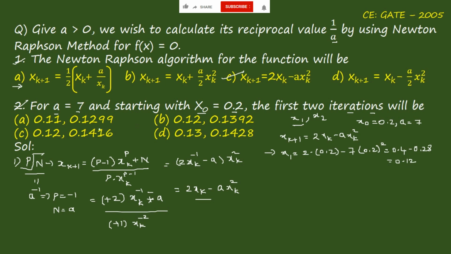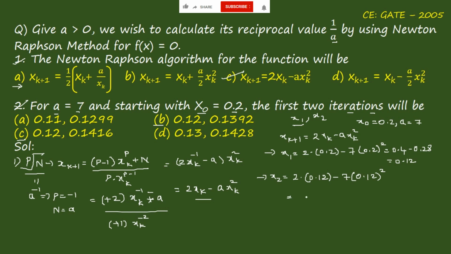So option C or B will be satisfied, right? So we define the value of x2 again. Then x2 is equal to, x1 value we know, right? So it becomes 2 into x1, which is 0.12, minus 7 into 0.12 square.